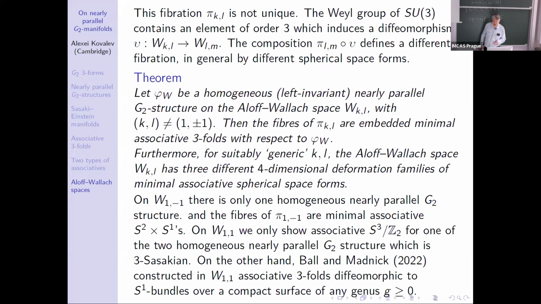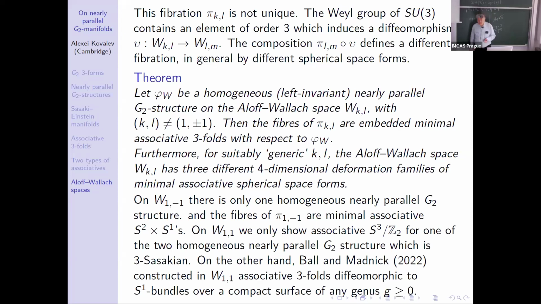So if we take 1 and minus 1, then first of all, there is only one homogeneous nearly parallel G2 structure. We still get a fibration map, but the fibers are not spherical space forms. Instead, they're S2 times S1. So that is a kind of correction, but then the rest of the results goes through.